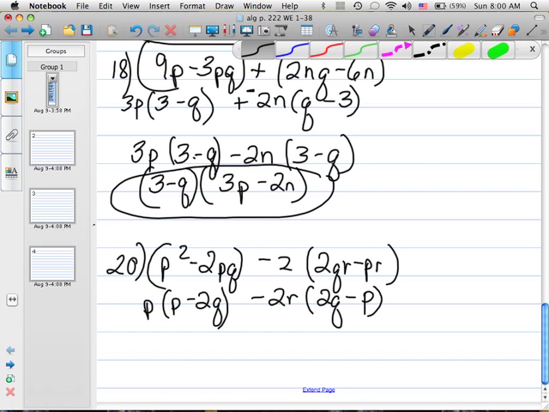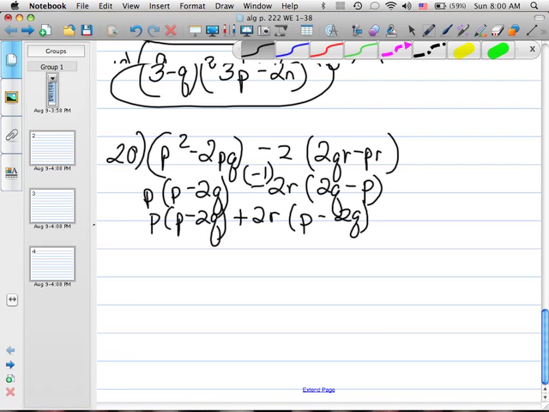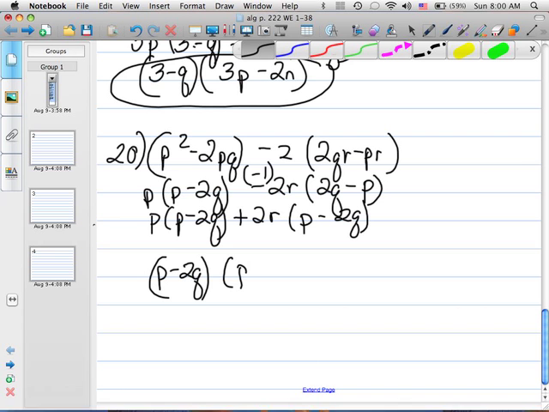Again, they're not the same. However, they're opposite signs, so we can take out a negative 1. So we have p times p minus 2q. Negative 1 times negative 2 is positive 2r. Now turn the second factor around so it looks like the first. Since we took out the negative 1, we can do that. So our common factor is p minus 2q, and it was first used with p and then with plus 2r.